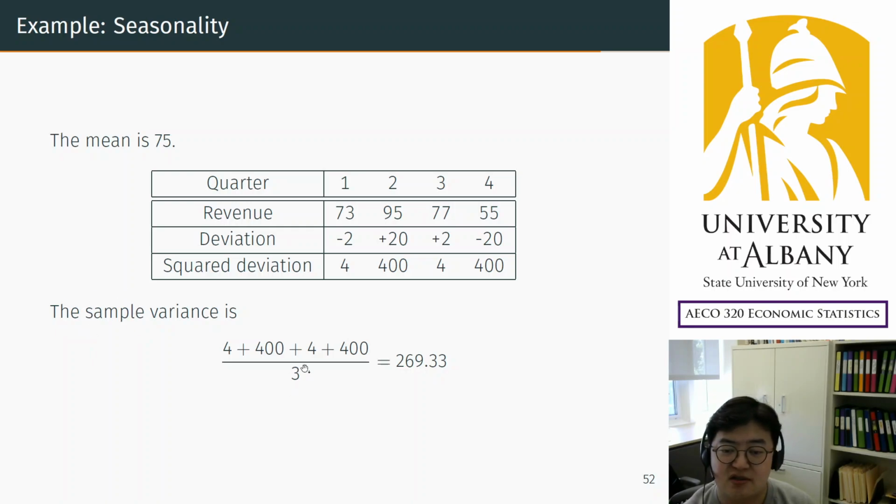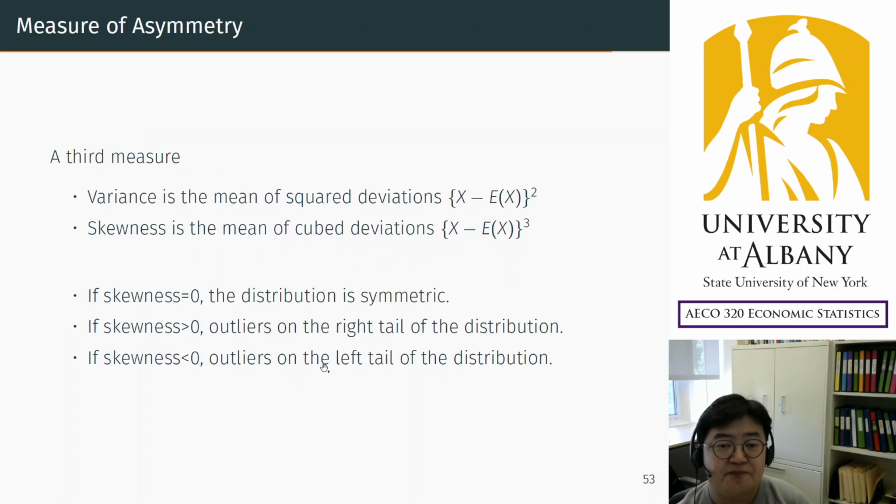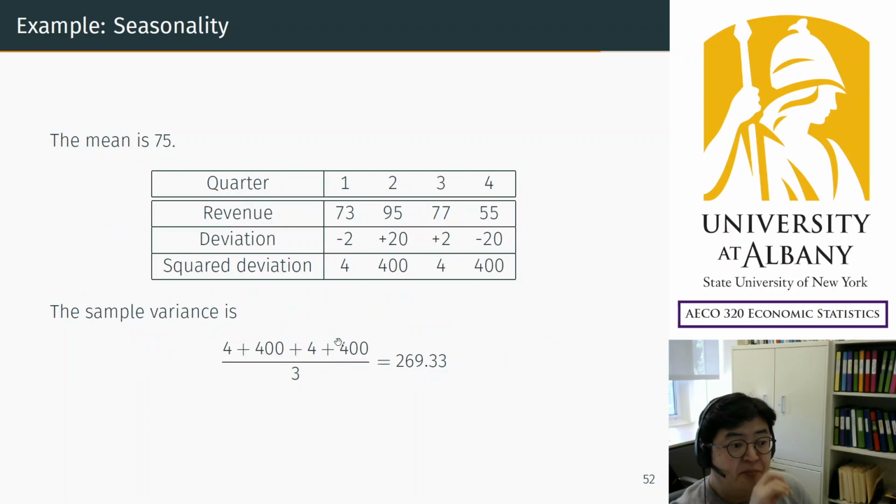Sample variance uses 3 as a denominator, which is 269. If you want the standard deviation, you can take the square root, but not in this exercise. Okay, so this is the end of the discussion on variance and standard deviation.